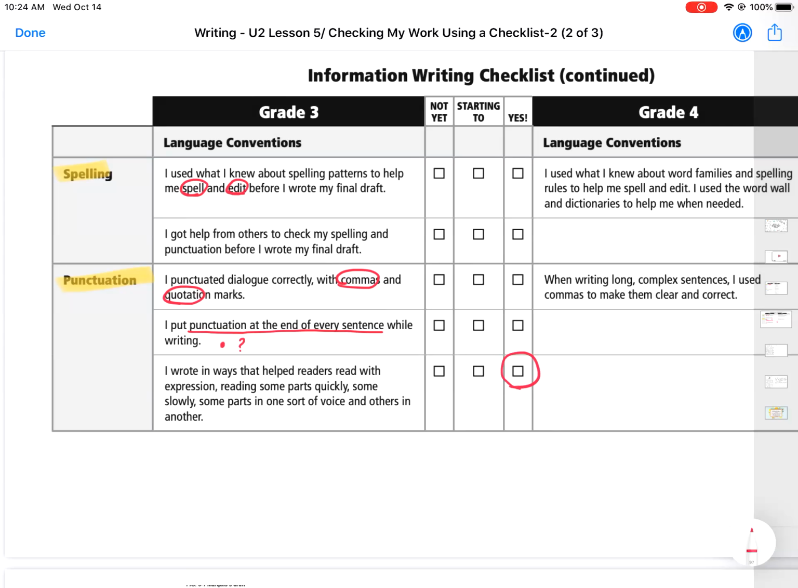And if you have any points that you are not hitting yet, then it's time for you to go back to the parts and rewrite or revise or add some more details there. So that's it for today's lesson. I hope you enjoy rereading your work and checking using the checklist that I provided.